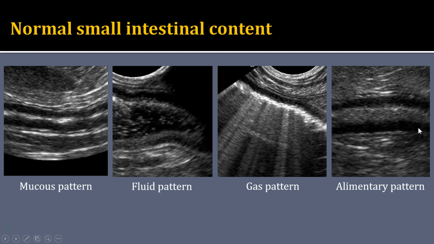And then the final pattern is in a patient that has recently eaten. This is an alimentary pattern. There's a little bit of echogenic kind of fluid, digesta moving through. We can see the more superficial wall and the deep wall.